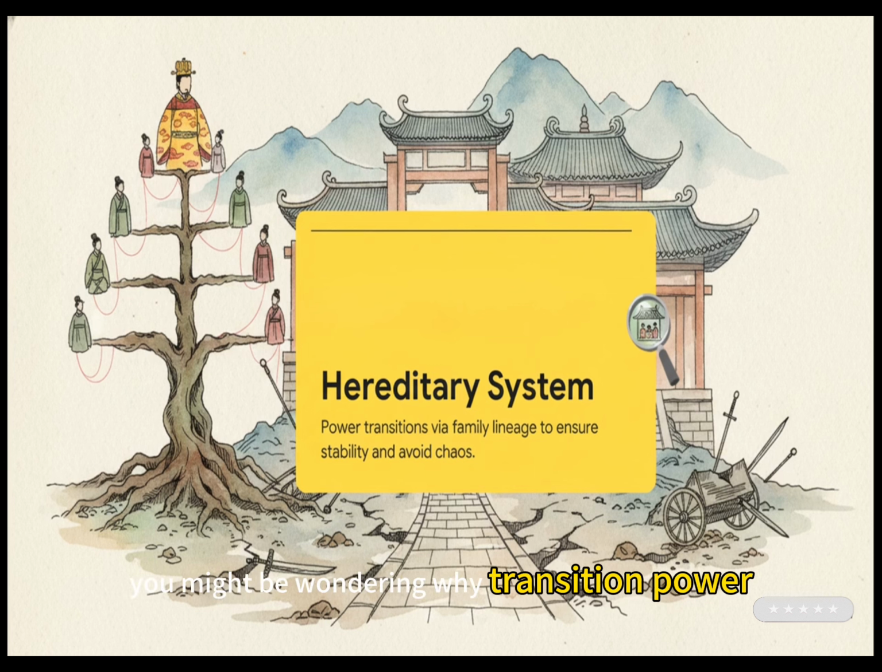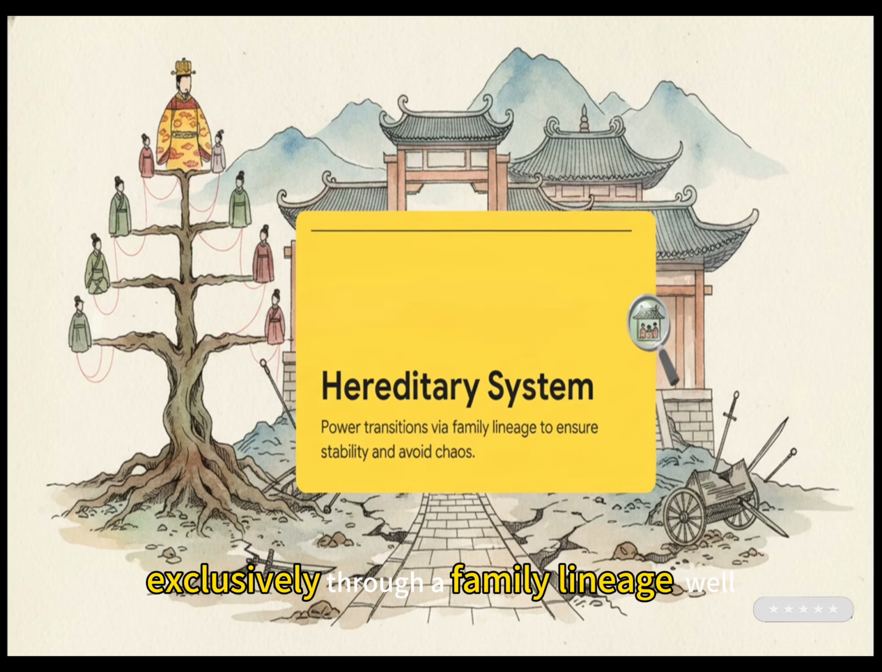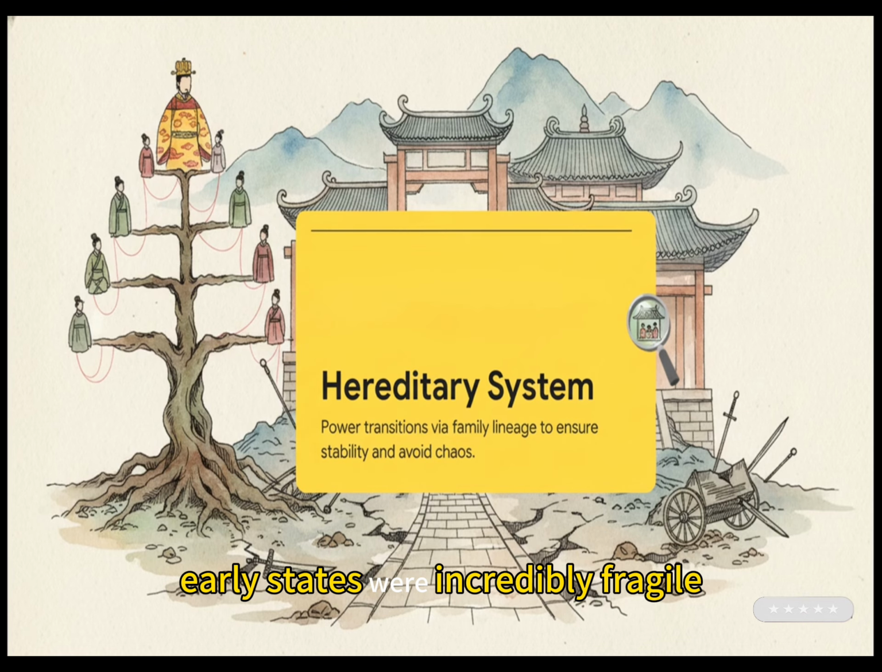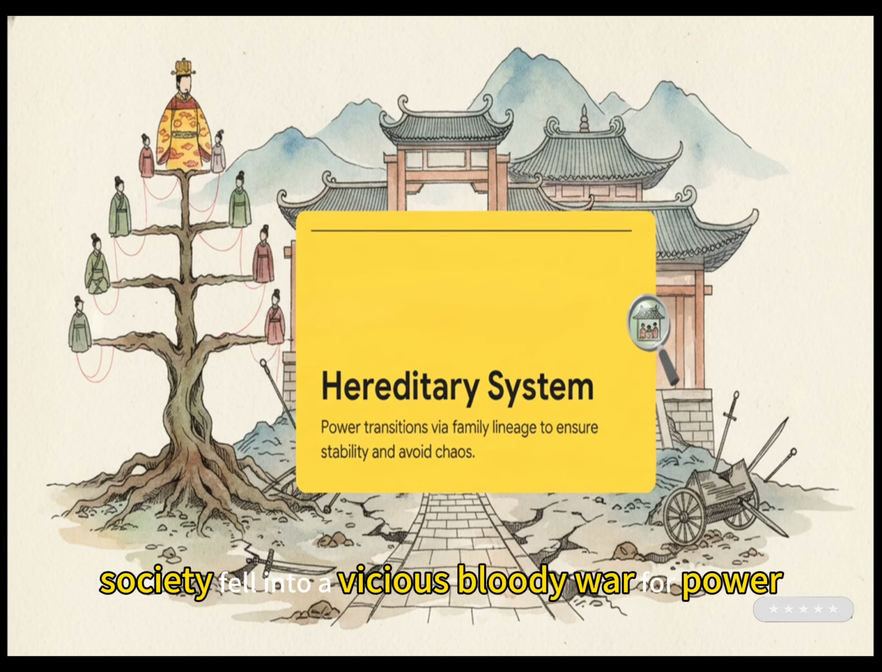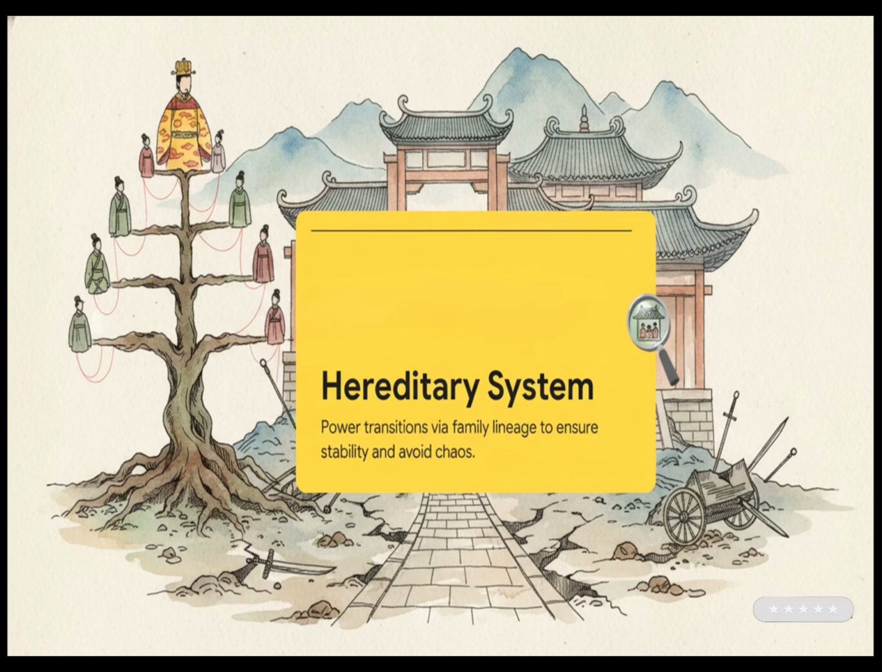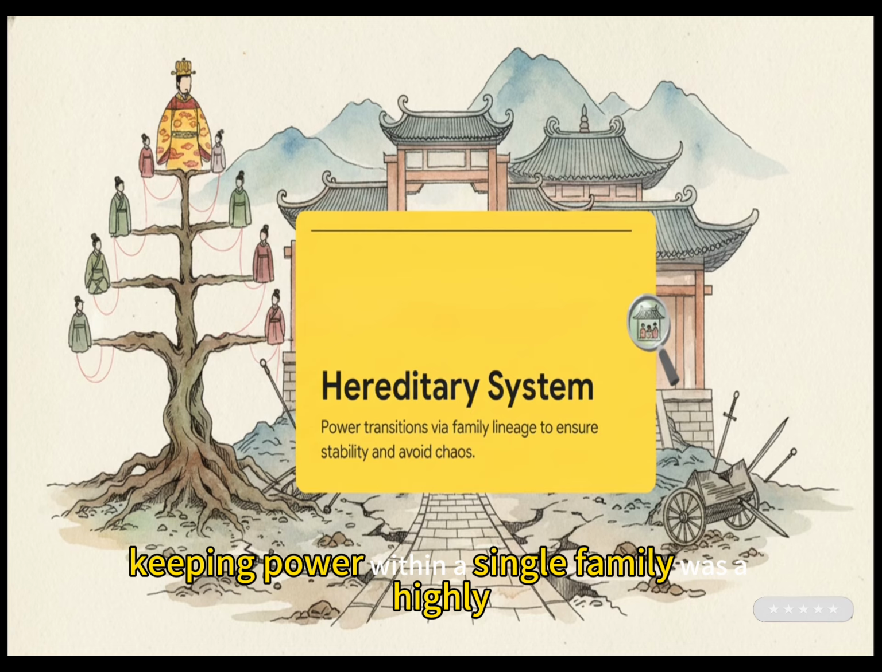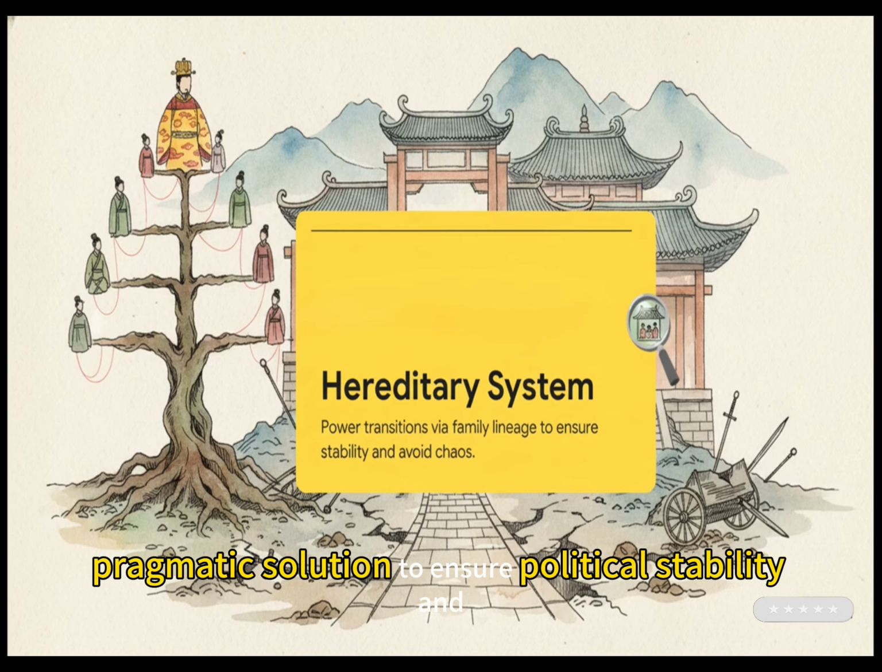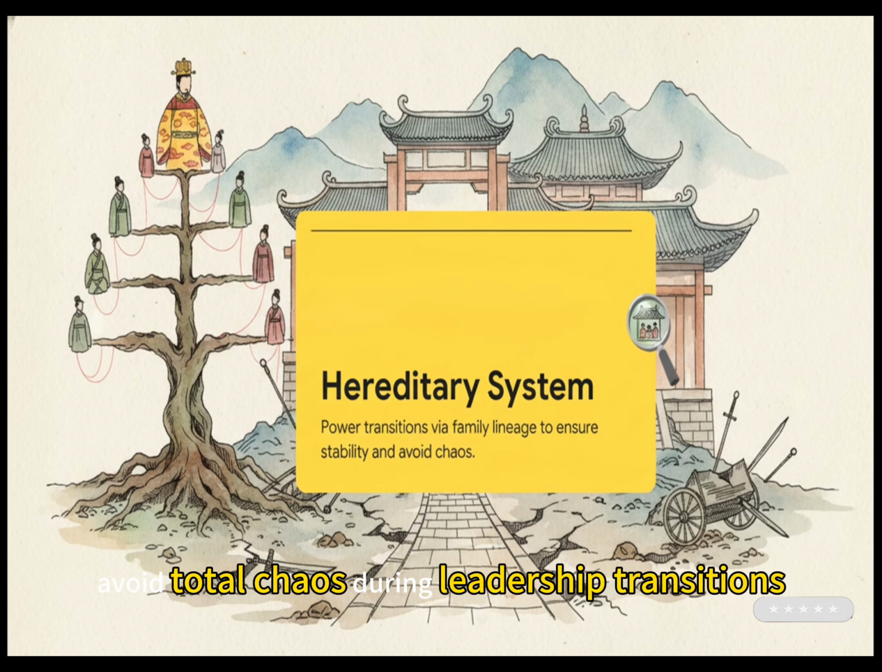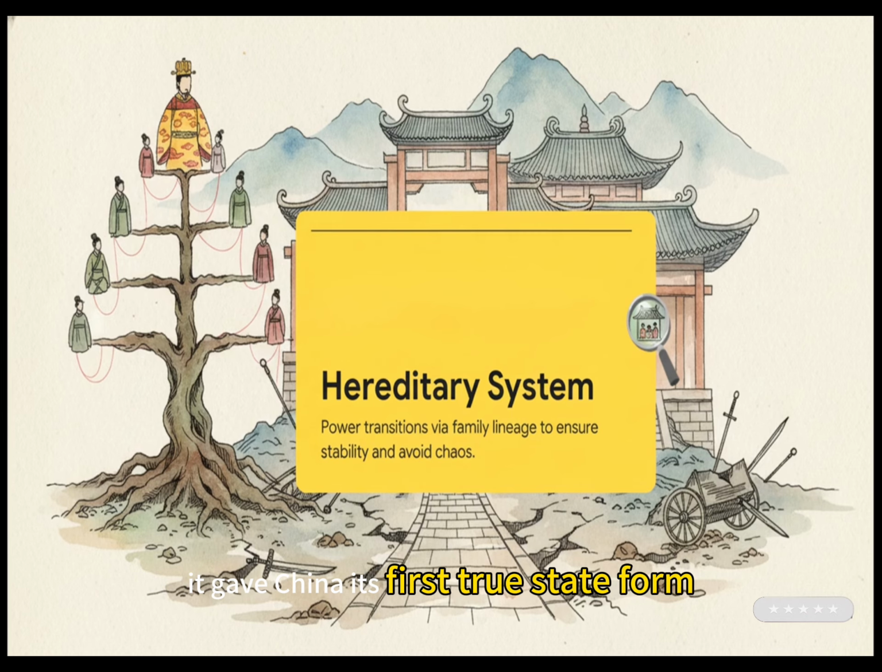Now, you might be wondering why transition power exclusively through a family lineage. Well, early states were incredibly fragile. If every time a strong leader died, society fell into a vicious, bloody war for power, the state would just collapse. Keeping power within a single family was a highly pragmatic solution to ensure political stability and avoid total chaos during leadership transitions. It gave China its first true state form.